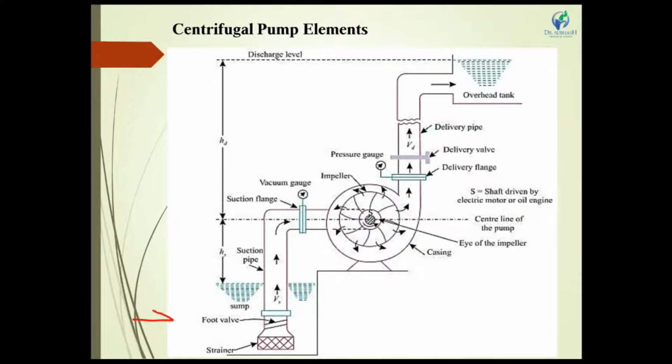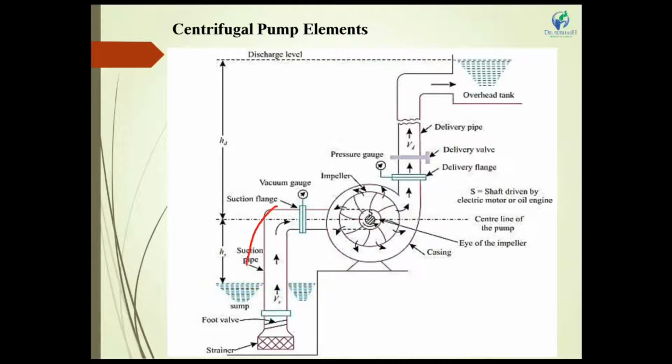The second portion is a foot valve. It is a one-way valve. Water can pass from one side and cannot return back. One-way valve means water can pass in the upward direction, but in the downward direction it cannot pass. That's called a foot valve. The function of the foot valve is to keep the pump filled with water. This is the sump level. Sump level means the bottom tank water level. There is a filling of water at this level.